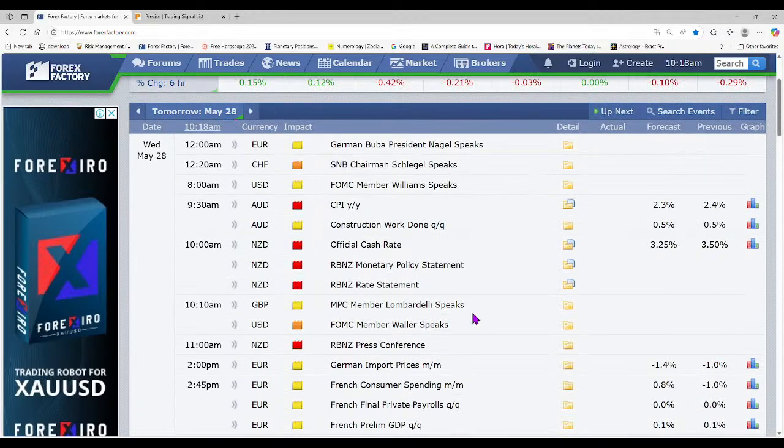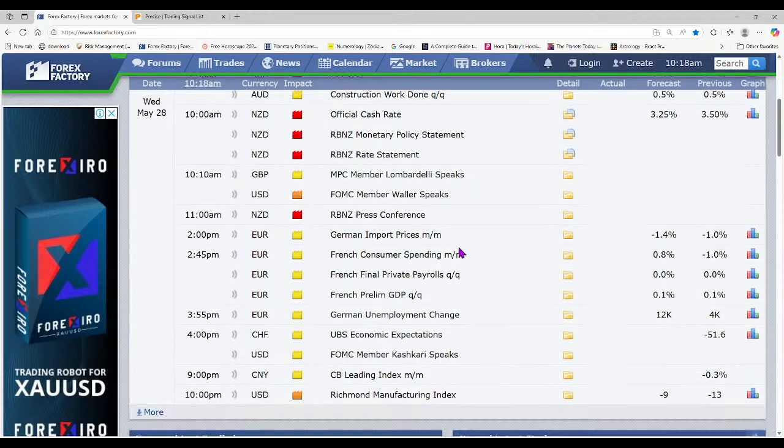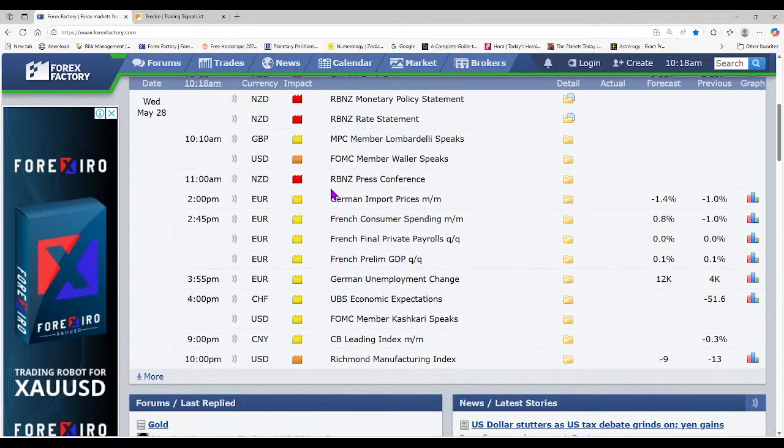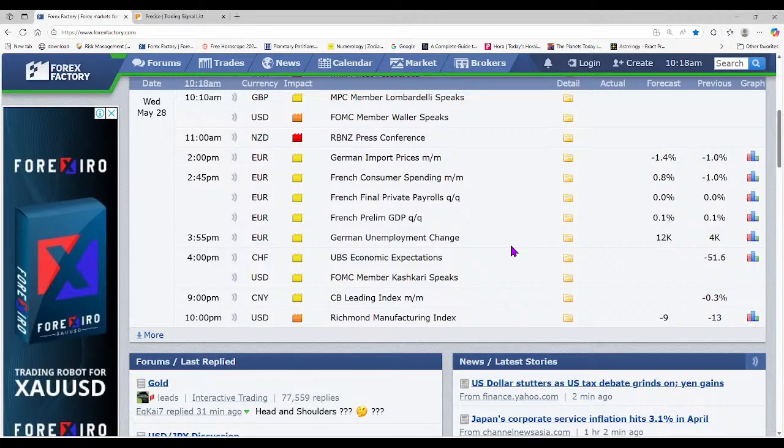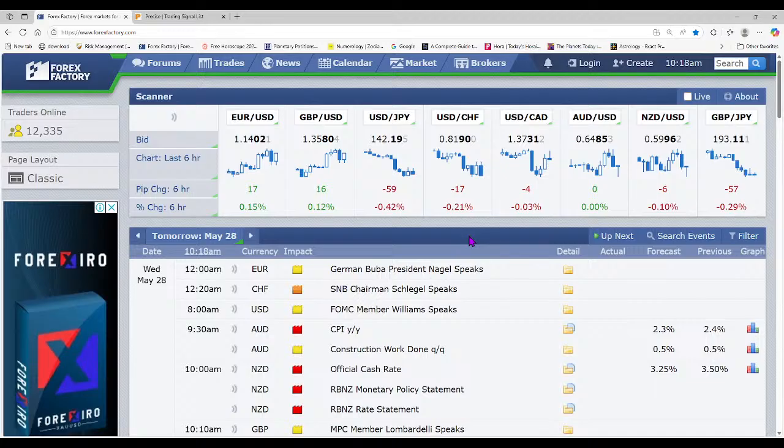Then tomorrow, we have Australian CPI. Then we also have the New Zealand cash rate announcement, which the market is expecting to be a 0.25% cut, followed by the statement, and also followed by a press conference from the RBNZ. And at night we have the Richmond Manufacturing Index from the US. So these are the data that is going to be out today and tomorrow.